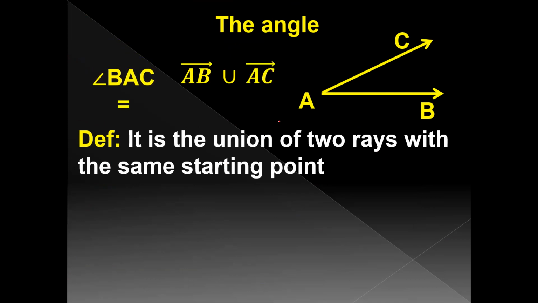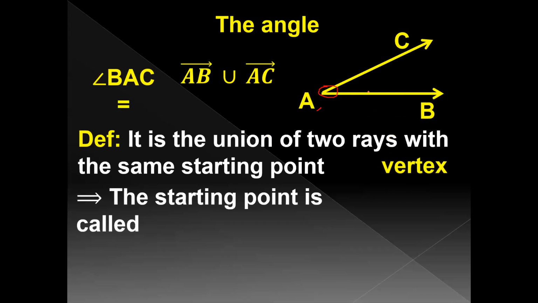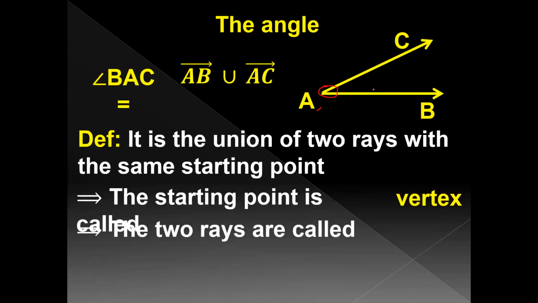If we have two rays like ray AC and ray AB with the same starting point, we will find the angle, and the vertex of the angle will be A. Two rays meeting in a point, this point is called the vertex of the angle. The two rays are called the two sides of the angle. So AC is a side of the angle, and AB is a side of the angle.